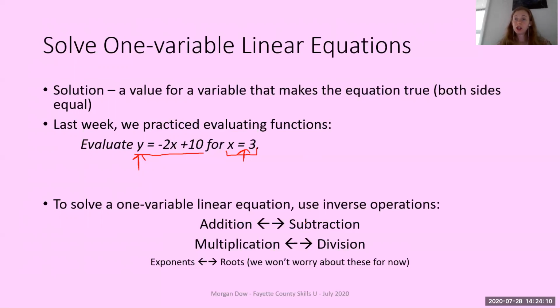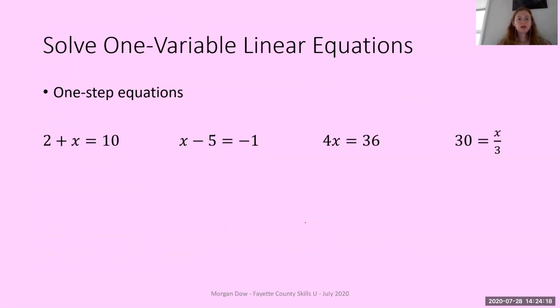Now today in these linear equations, we don't need to worry about exponents and roots, so you can set that aside. Okay, so we're gonna start with one-step equations. These are really the most basic types of equations that we might be asked to solve, so that's why we start here. And they're called one-step equations because they only involve one operation that we need to cancel out or undo. So I've got 4 examples here for the 4 different operations that we might encounter.